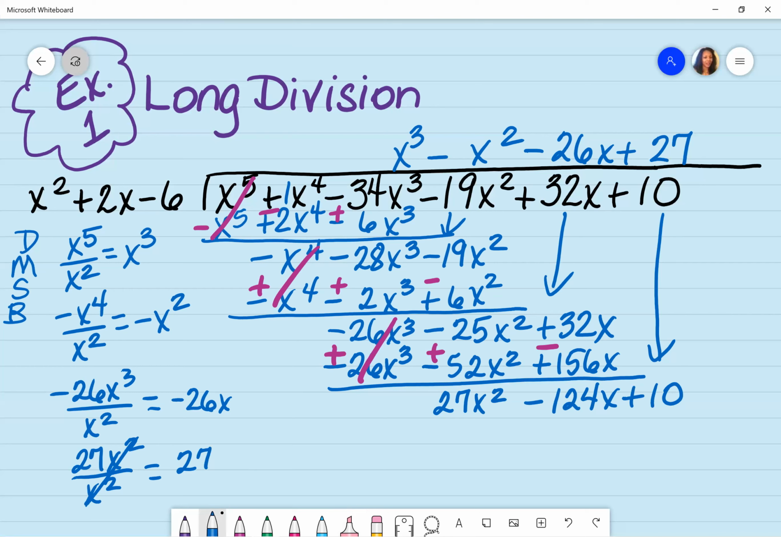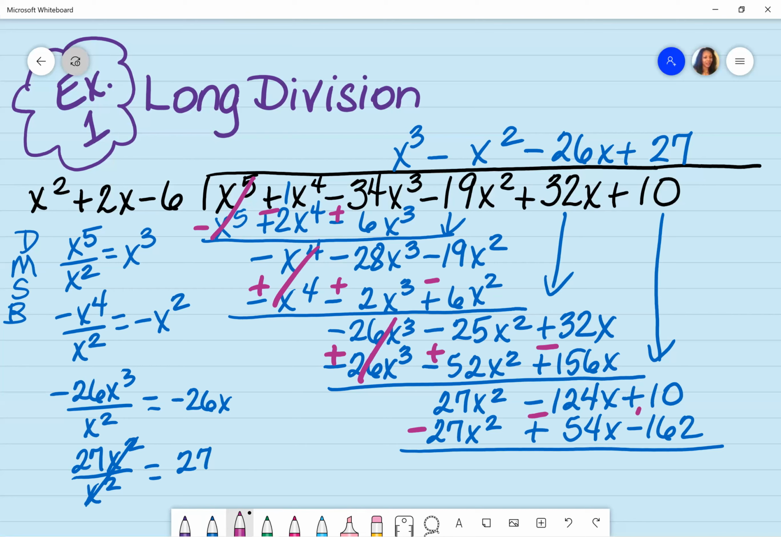Once I multiply, I have 27x squared because it should be exactly as what was already there. 27 times 2 is a positive 54x. And then 27 times negative 6 is negative 162. My next step asks me to subtract, which means changing the signs. And I'm going to get rid of that first term. And when I add down, negative 124 plus negative 54 is negative 178x. And then 10 plus 162 is 172.